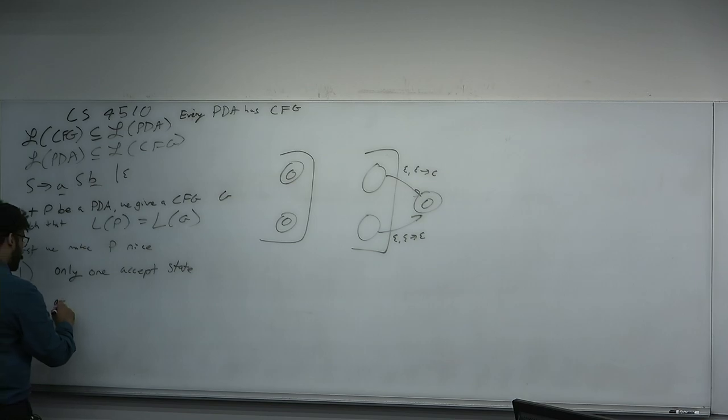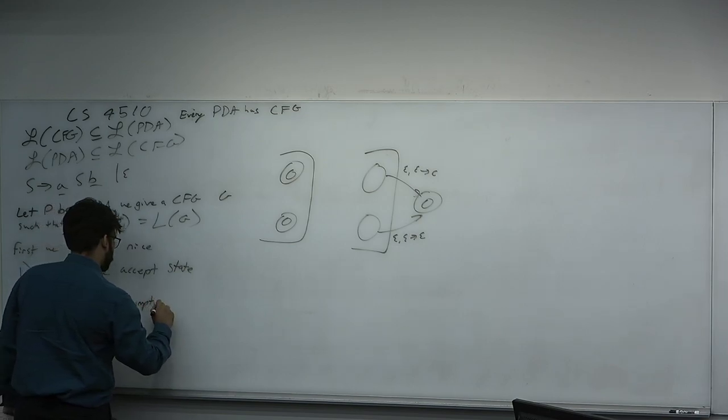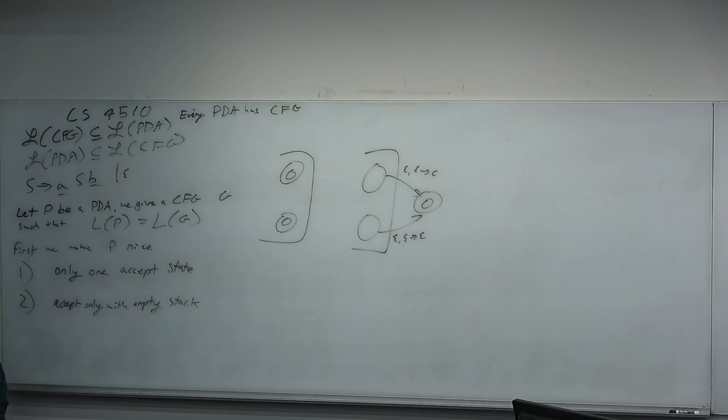Two, we want to accept only with an empty stack. How would I modify the PDA to accept only when the stack is empty? It begins with an empty stack. We want it to end with an empty stack. Like at the end? Sorry. I was going to say, at the end, just pop everything and then add a new state. That's the accept state once everything's popped. That's one way, and that's probably the better way.